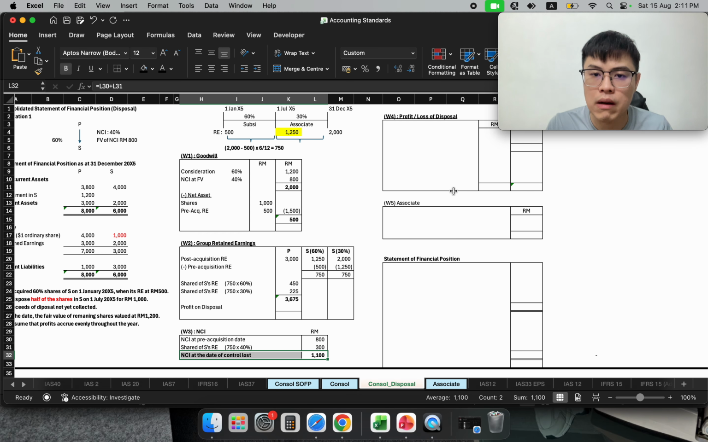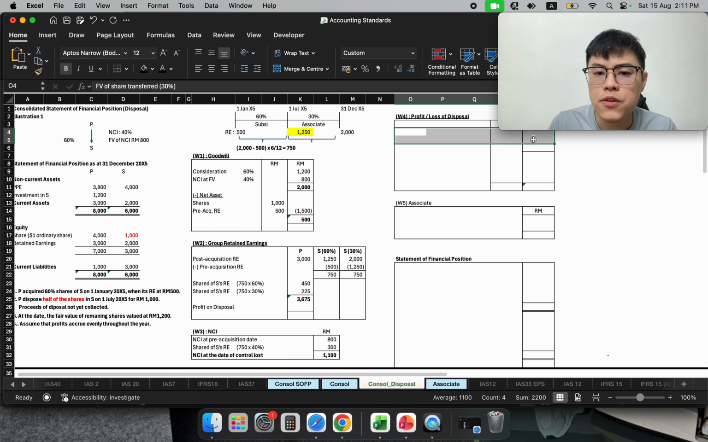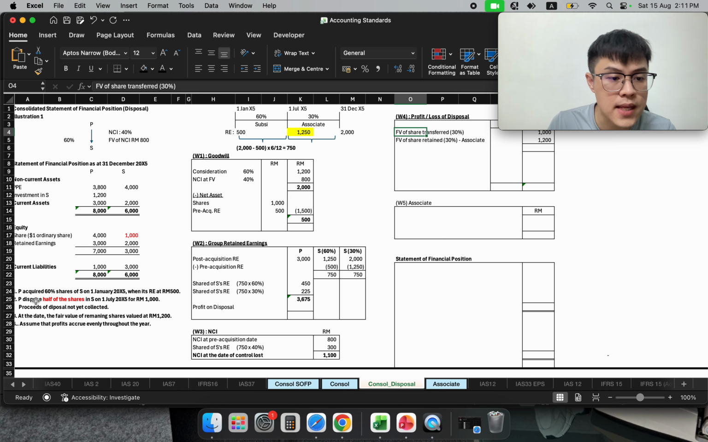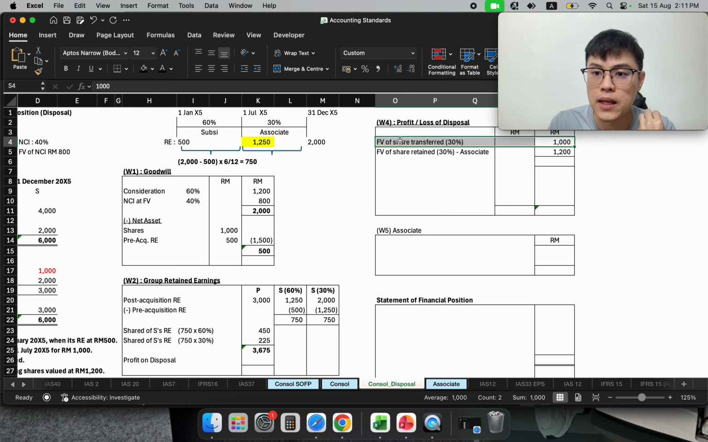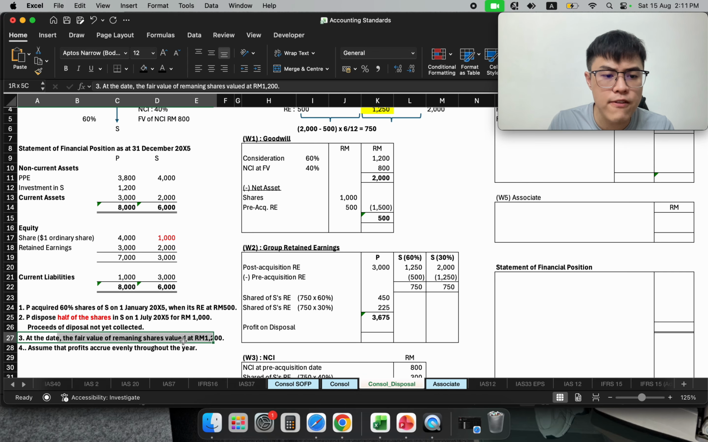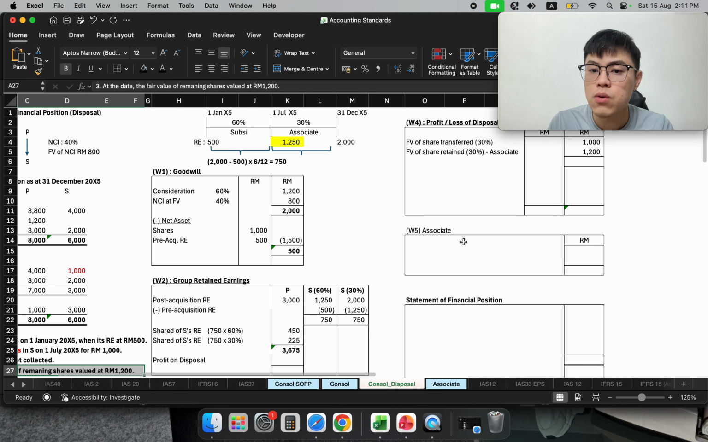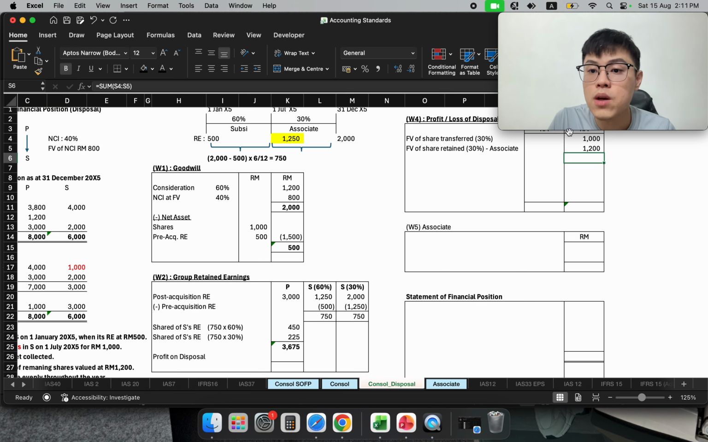And now we are ready to calculate our profit or loss on disposal. First things first, I'm going to take the fair value of shares that I transferred, where I received the money, which is 30%. So they disposed half of the shares for 1,000. So this 1,000 is for half of the shares, where you receive the money. And another 30% will be carried as your associate. As the question mentioned, the fair value of the remaining shares is 1,200. So initially you had 60%, 30% going out, you still have 30% carried as the value of associate. You de-recognize your subsidiary, but immediately you are going to recognize your associate. So your total 60% is equivalent to 2,200.